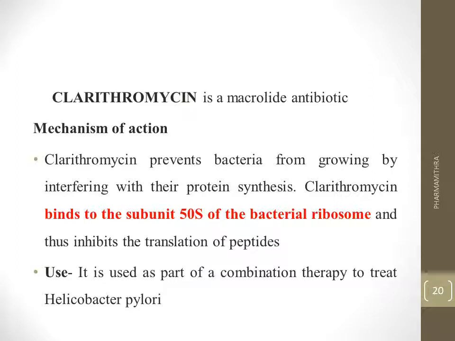Clarithromycin is a macrolide antibiotic, and its mechanism is that it binds to the 50S subunit of the bacterial ribosome and inhibits the translation of peptides. It is used as a part of combination therapy to treat Helicobacter pylori.